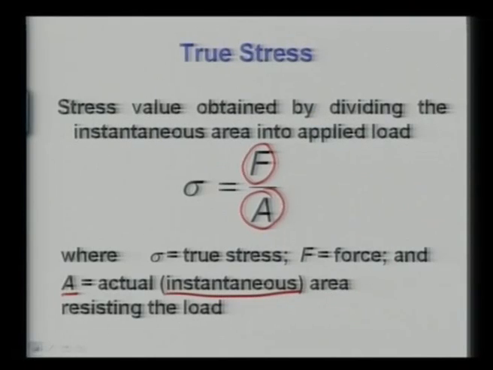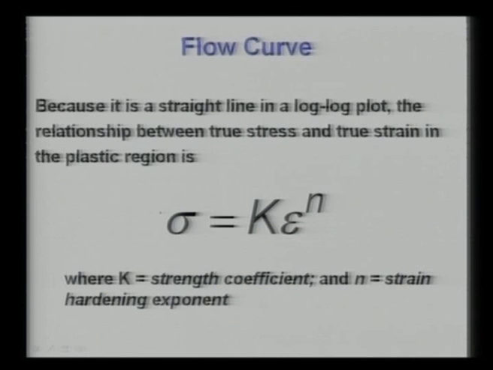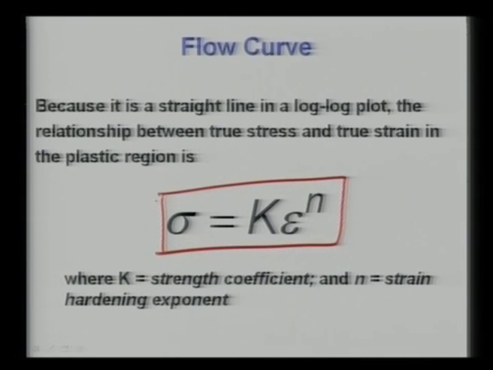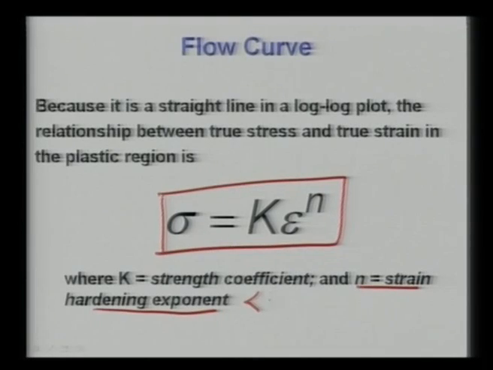So I go back to the true stress. True stress is the ratio of the force divided by the instantaneous cross sectional area. Now the flow curve. If you look at this uniform elongation up to the point of necking, as I said, the true stress and true strain follow the relationship sigma is equal to K epsilon to the power n. Now what is n? n is the strain hardening coefficient, and typically it is around 0.1 to 0.5. K is the strength coefficient, epsilon is the true strain, sigma is the true stress.